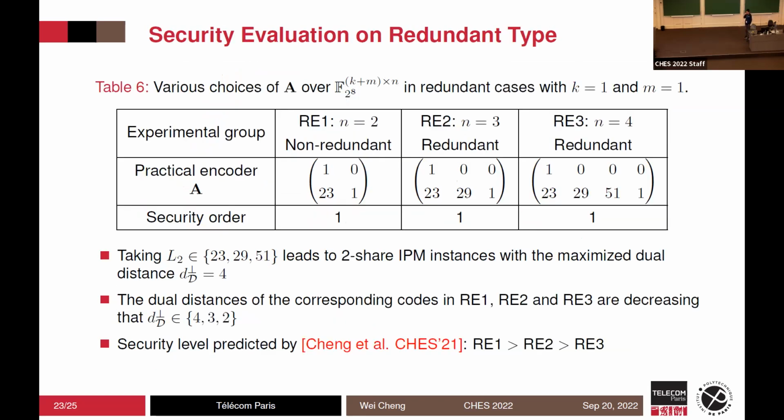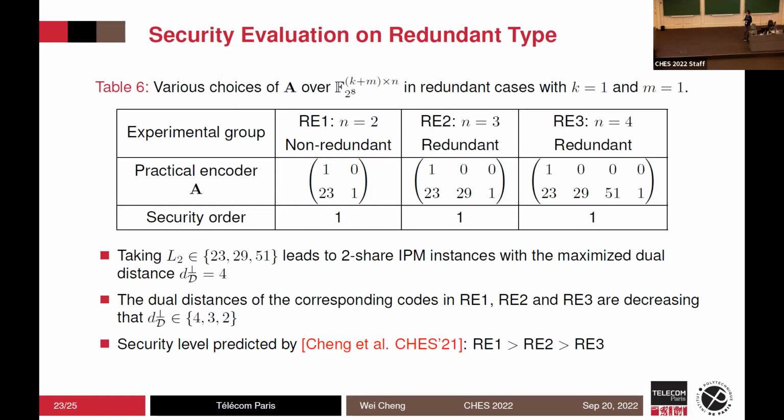At last, we consider the redundant type of implementation. Here the encoder is similar to IPM, but we consider more chains than only taking IPM. Here we take 3 chains and 4 chains, but still the security order is first order in the probing model.